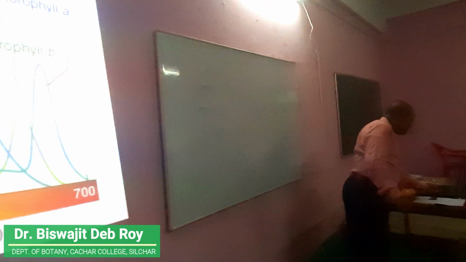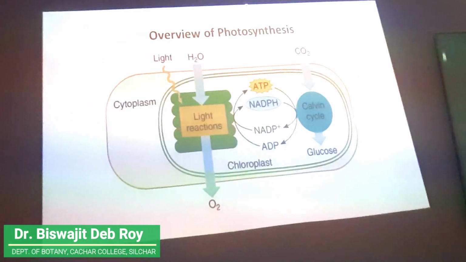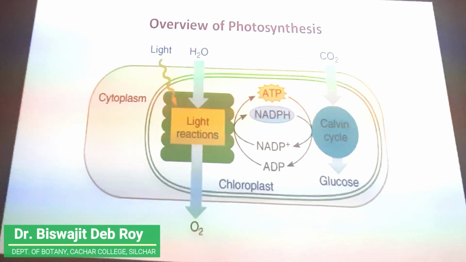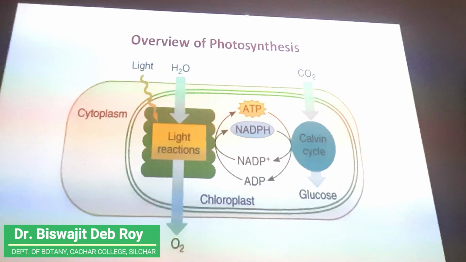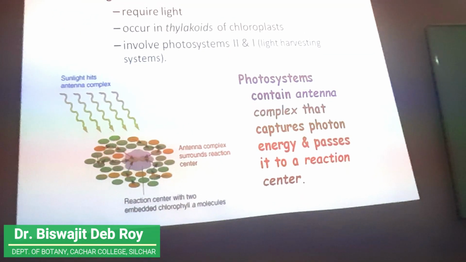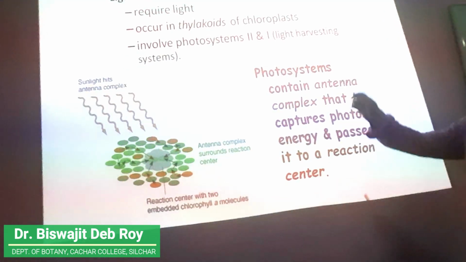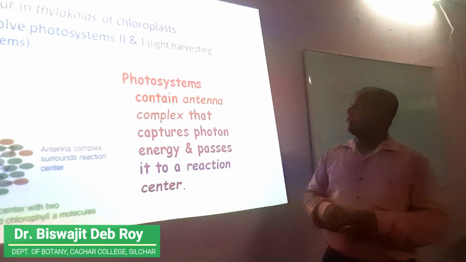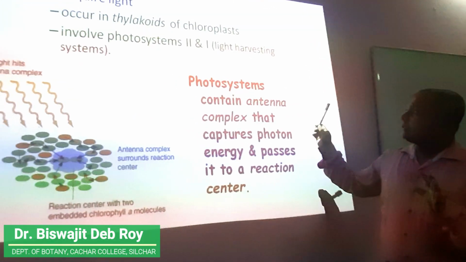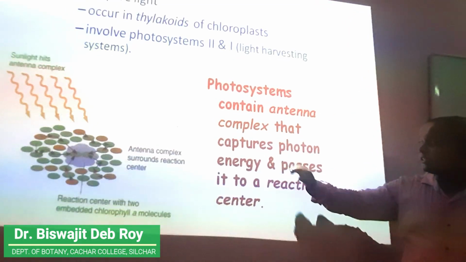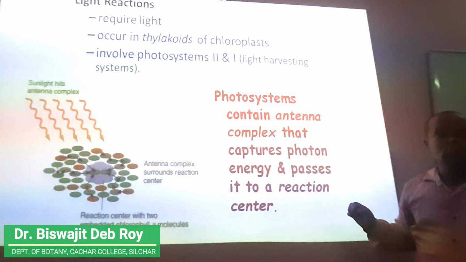Now come to the next slide. You see the photosynthesis, and here they have shown the light reaction. Now I will concentrate on the light reaction. In the light reaction, what you see is that it requires light. Of course, at night it will not occur. It occurs in the thylakoid of chloroplast and involves both photosystem 1 and photosystem 2. So this photosystem, I have already told what the antenna complexes are, how energy is captured and how energy is passed to the reaction center.